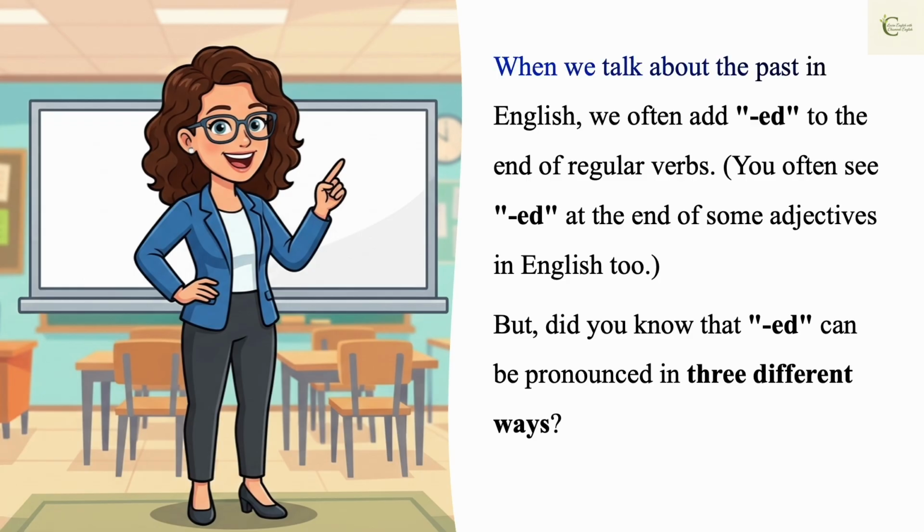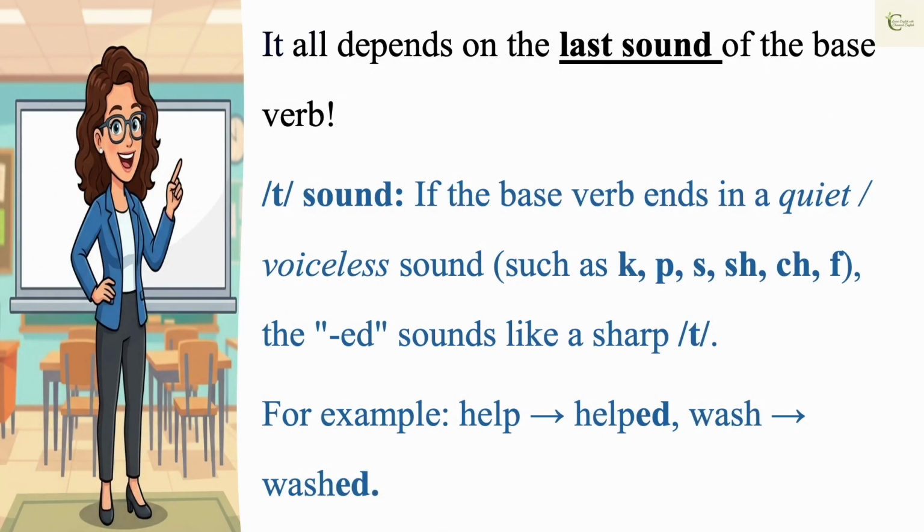Talk about the past in English, we often add ed to the end of regular verbs. You often see ed at the end of some adjectives in English too. But did you know that ed can be pronounced in 3 different ways? It all depends on the last sound of the base verb.